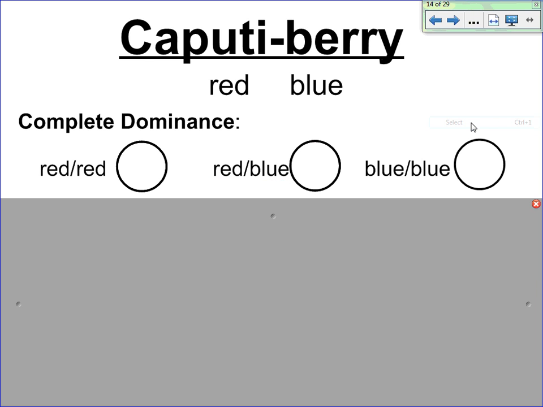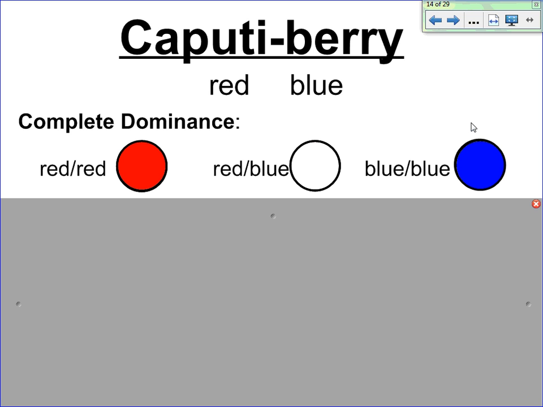So what I want to start to do is identify what these would look like. Let's say that you were given a red and a red. If you had a red allele from one parent and a red allele from the other parent, the berry color itself would be red. Now, if you have a blue allele from one parent and a blue allele from the other parent, you would expect that berry to be blue. It's the only alleles that you have.